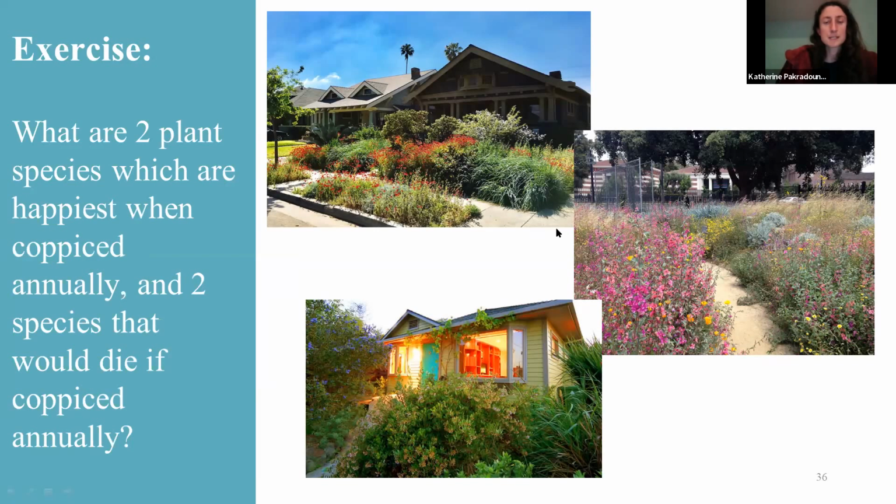Yes, so coppicing and hard pruning can mimic herbivory. Willows can be coppiced, absolutely. It'll encourage them to bush out more, and some of them spread by rhizomes also, and so you'll get more of that activity.